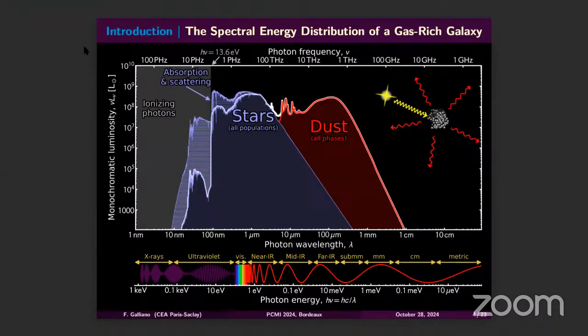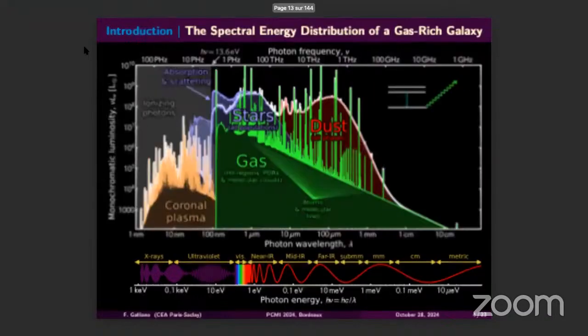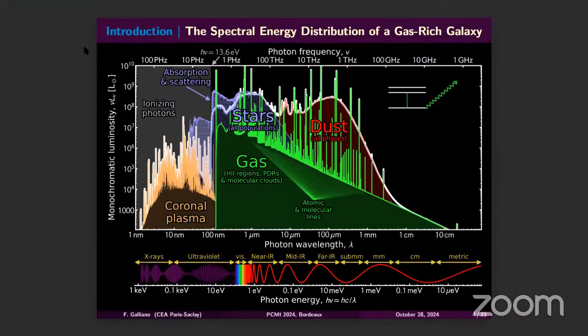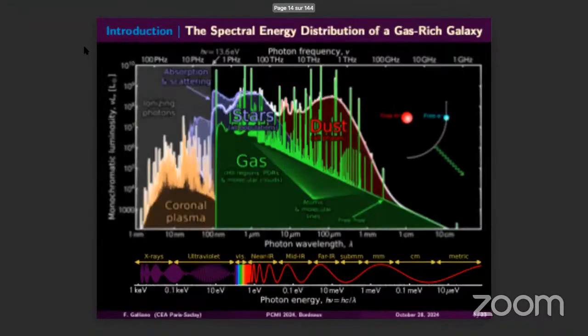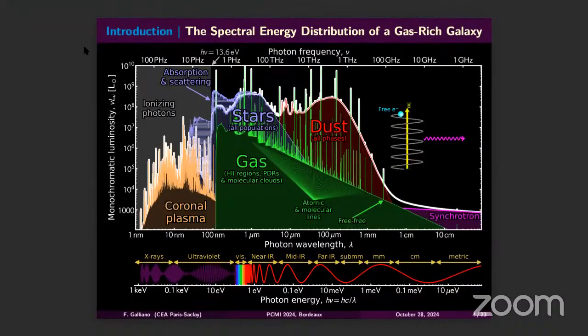So we are interested in the thermal emission by dust, this curve here, the way it changes as a function of environment, and deriving the physical properties of the grains at the origin of this emission. There is also the gas emission. So we are not so much interested in the lines, I mean, they are more a contamination for us because we are really working on the continuum. But we are interested in the free-free continuum here, and also in the synchrotron continuum at long wavelength.